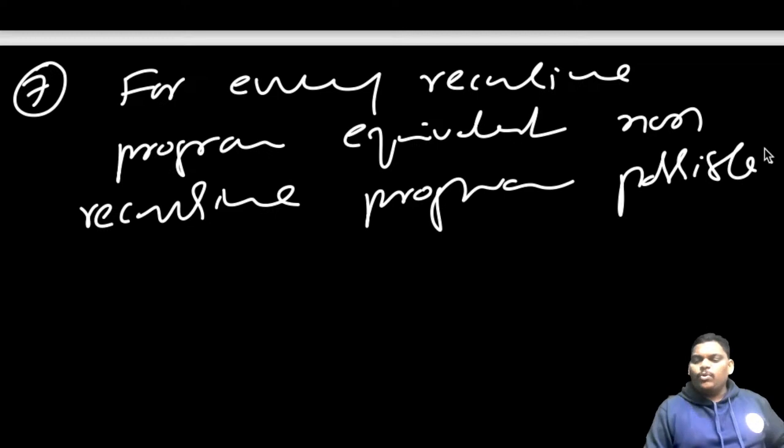For every recursive program, an equivalent non-recursive program is possible. Remember this one. This is a very, very important one. For every recursion, non-recursion is possible. From today onwards, remember, recursion is possible for some problems, and non-recursion is also possible.